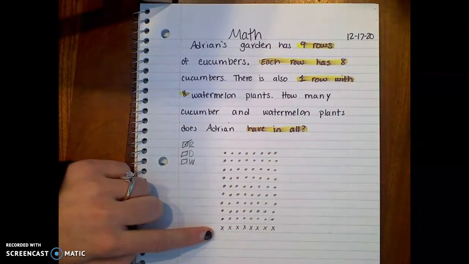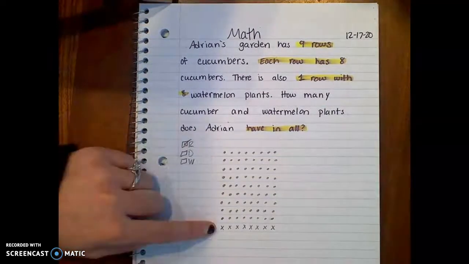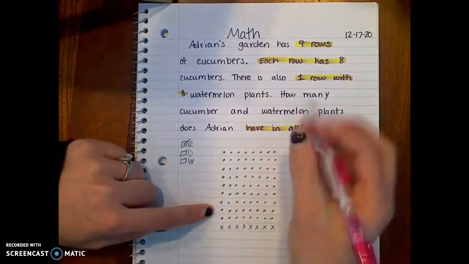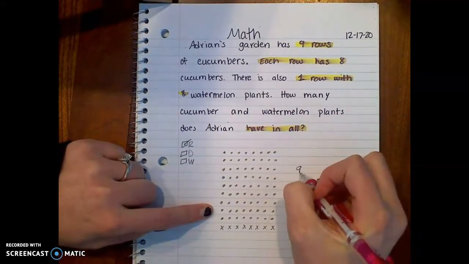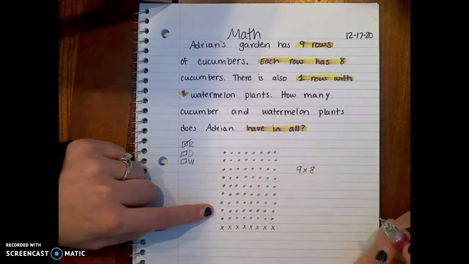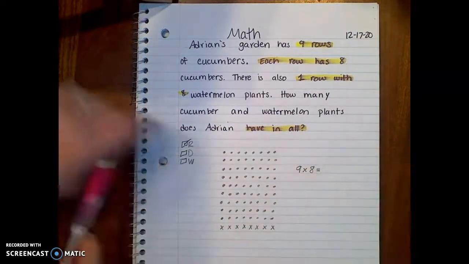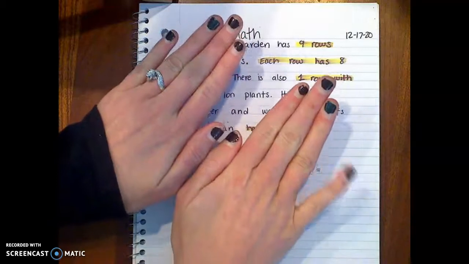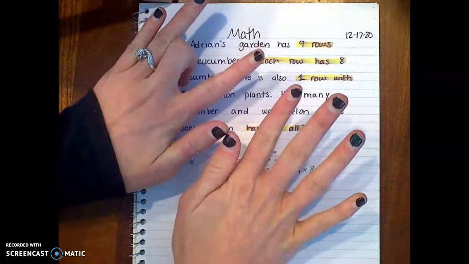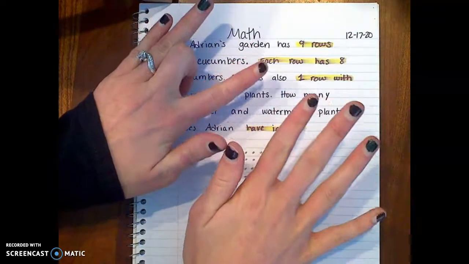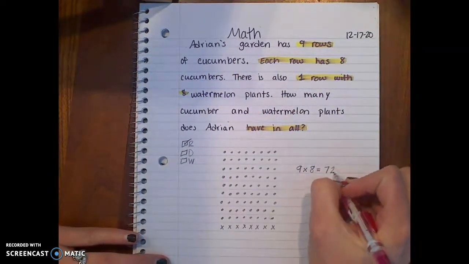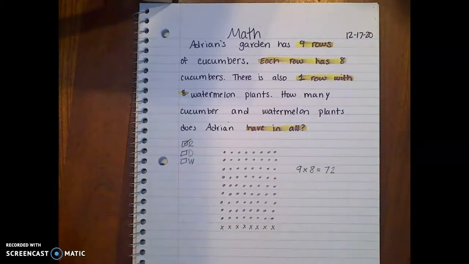Now it's time to figure out how many plants Adrian has all together. So first thing I want to do is look at my cucumbers. I have 9 groups of 8, or 9 rows of 8. Now, if I use my 9s trick, I count 8 fingers. 1, 2, 3, 4, 5, 6, 7, 8. Tuck that down. I have 7 10s and 2 1s, which tells me that is 72. So I know that Adrian has 72 cucumbers.